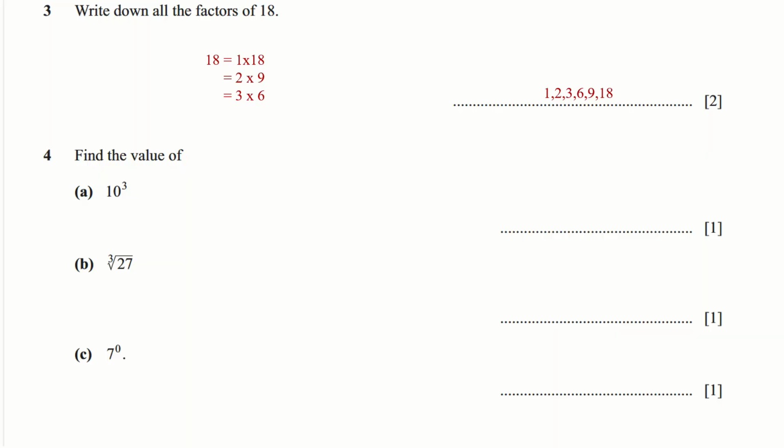Number 4a, find the value of 10 to the power 3. It's going to be 1000. B, the cube root of 27. It's going to be 3. C, 7 to the power 0. It's going to be 1.